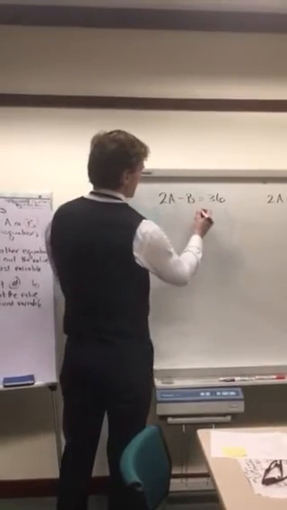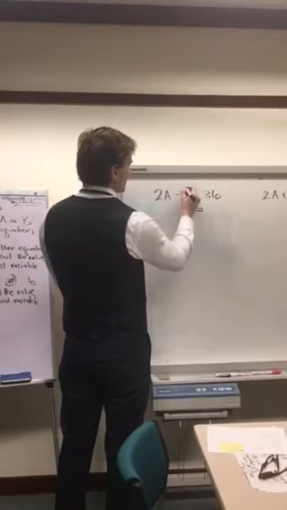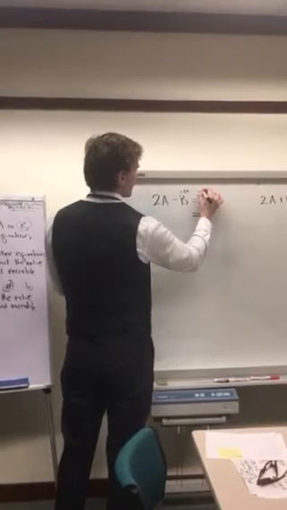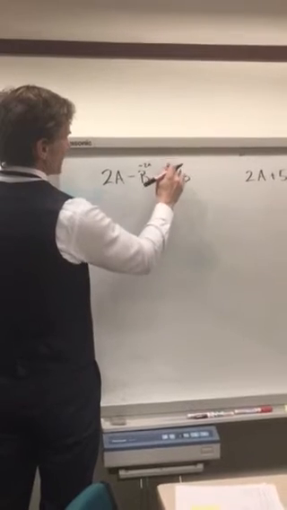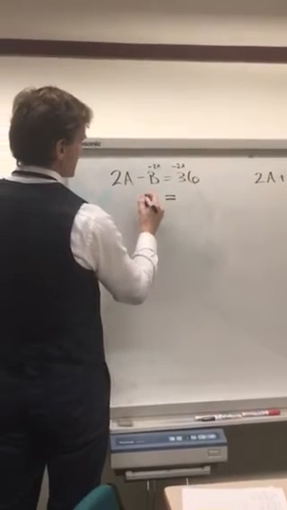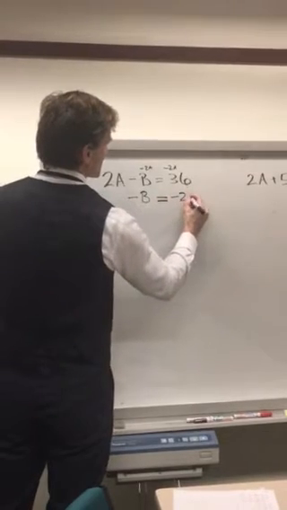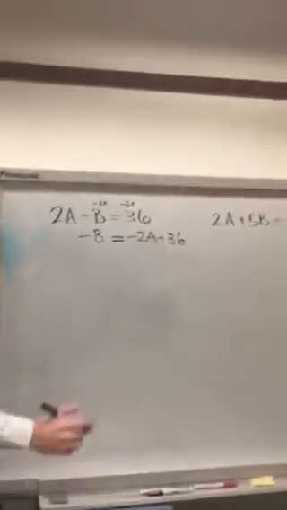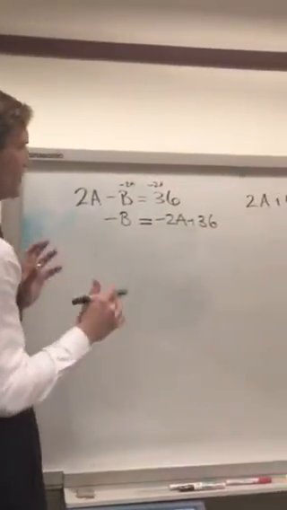So there's really 2 steps I need to do. The first step is to minus 2A from both sides, right? Because there's a 2A here and I have to get rid of it. So I have to add a minus 2A to this side. Then you end up with minus B equals minus 2A plus 36. But it's still not done yet because we have that minus on the B. I've got to get rid of that. It has to be a positive B.